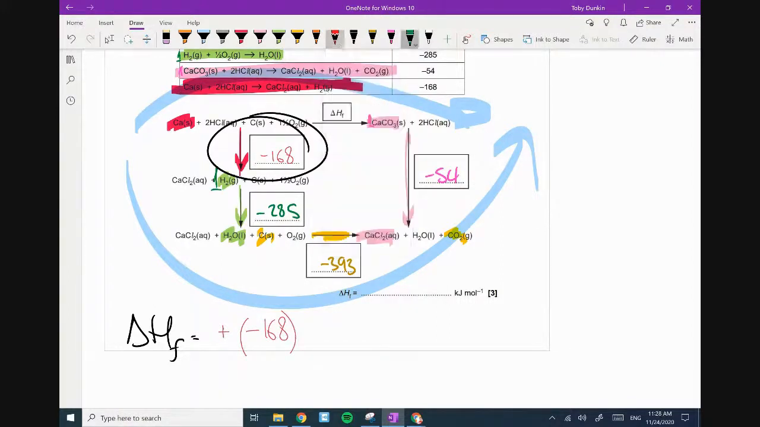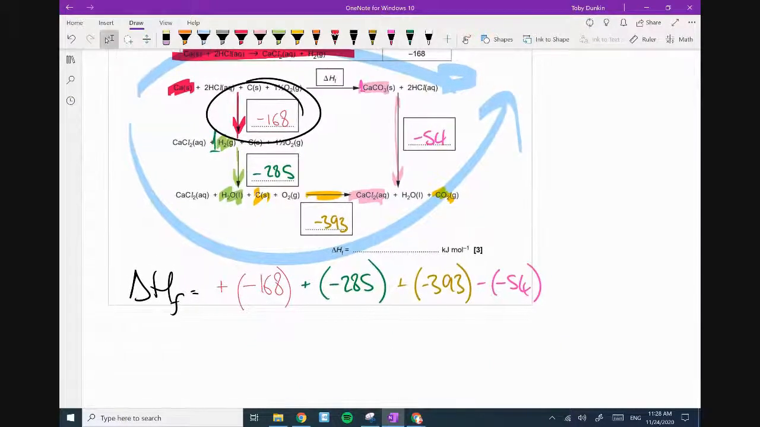The green one is with me, plus brackets minus 285, close brackets. The orange one is with me, plus brackets minus 393, close brackets. And the pink one is against me, minus brackets minus 54. And I get my final answer of, on my calculator, plus brackets minus 168, close brackets, plus brackets minus 285, close brackets, plus brackets minus 393, close brackets minus 54.